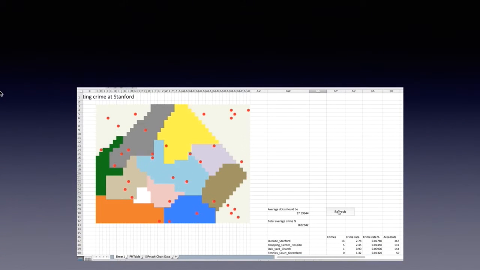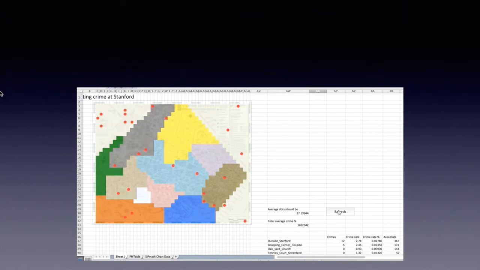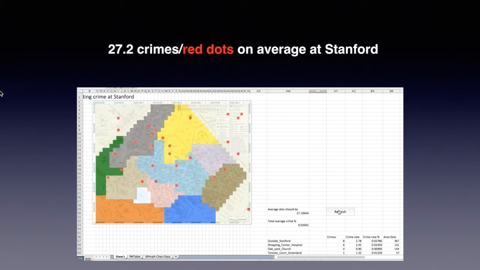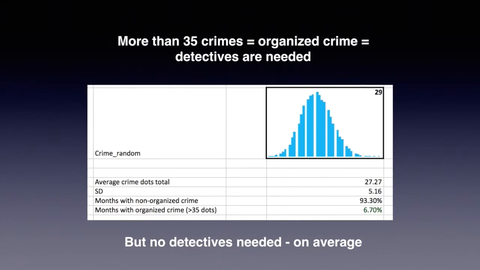On average, 27.2 red dots occur on the map. These dots represent the number of property crimes happening with our current property crime rates. Now let's look at this imaginary case, where more than 35 red dots occurring would mean that there is organized crime, which would require detectives to deal with the case. However, your boss gets the average number, 27. He therefore doesn't recruit any detectives.